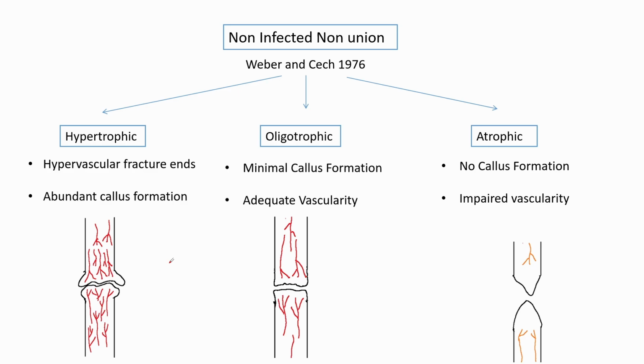In hypertrophic and oligotrophic non-union, there is a potential of the fracture ends to heal biologically if adequate stability is provided. So the solution in these cases is providing adequate stability. Whereas in atrophic non-union, along with stability, we have to add some other agent to induce bone formation as these fractures are biologically inactive. So normally in these cases, we have to add what we commonly call bone grafting to improve the biological potential of these non-unions.